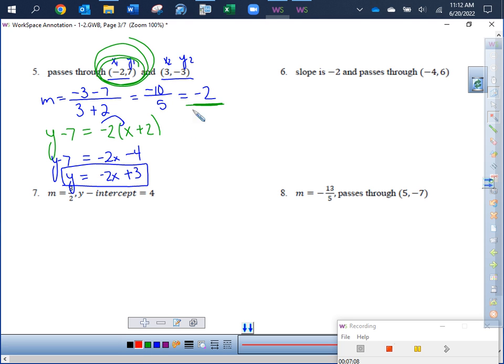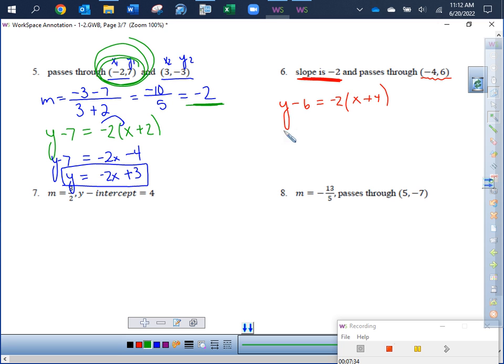So here, they did not give me the slope. I had to find that first. Over here, nice, I got the slope. That's awesome. And here's a point right here. So I will use point slope form. y minus y1 equals the slope times the quantity of x minus a -4, which turns into a plus.